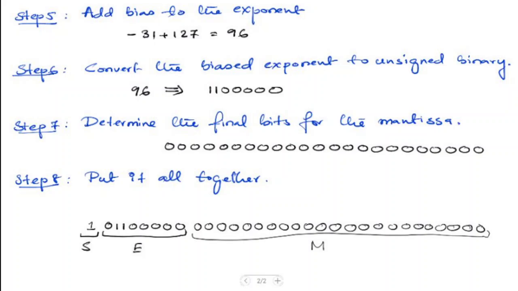So now let's go ahead and do the second question, part B, where the number was 0.03125. Okay, so now I'll not list down all the steps once again. We'll just talk and try to be quicker now. So first step is of course to determine the sign. It's a positive number, so the sign bit is 0.